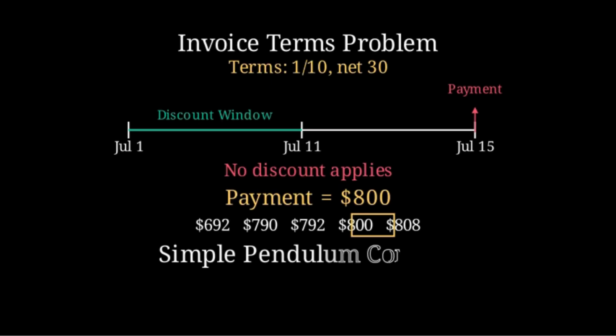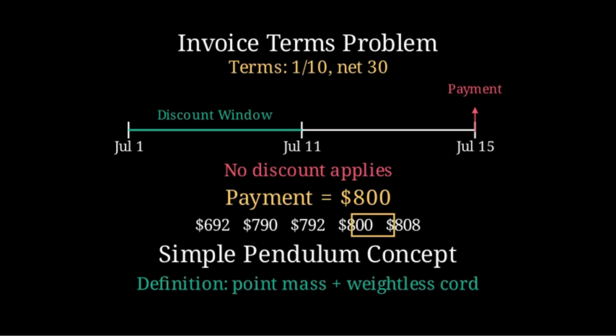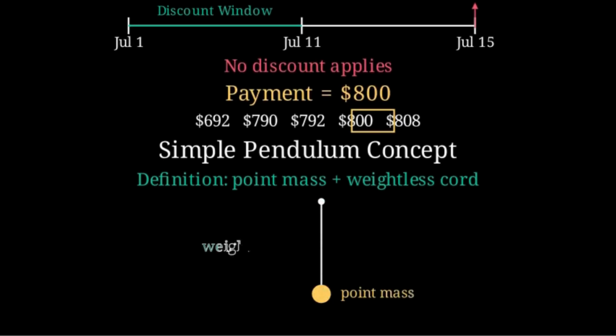Now, let's answer the question about a simple pendulum. Which statement is true? A simple pendulum is an ideal model. It has a point mass and a weightless string. Let's visualize that definition with a diagram. The mass is concentrated at a single point, and the cord has no weight.